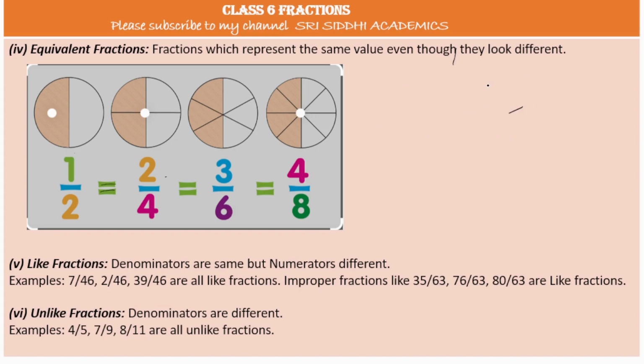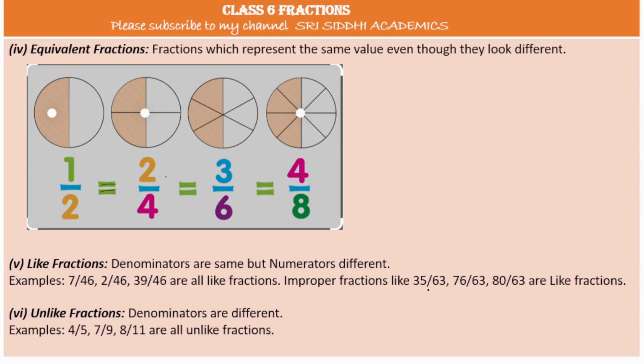Okay, so equivalence हम इस तरह से determine करते हैं. Like fractions are very simple. Denominator needs to be same. Numerator can be different. Like in the case of like fractions, 7/46, 2/46, 39/46 all have the same denominator 46 here. So they are all like fractions.